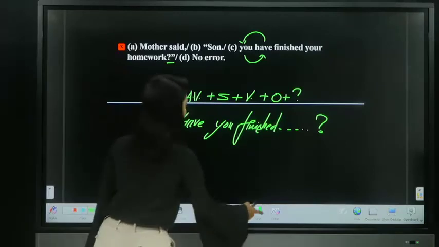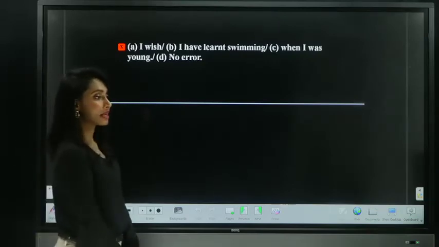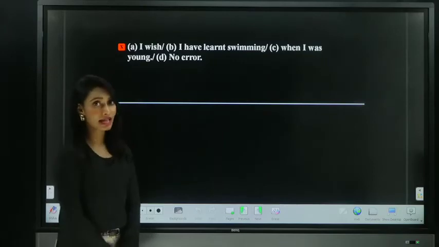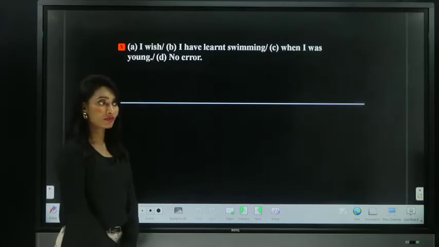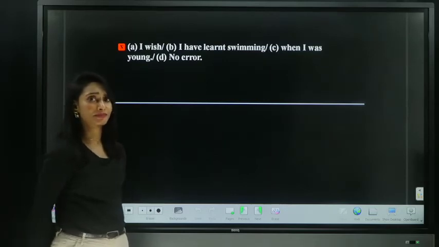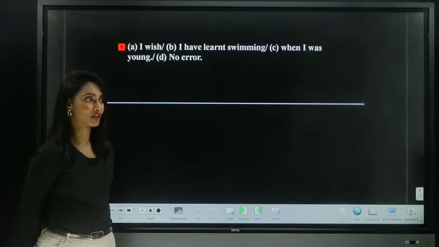Look at the next one. I wish I have learned swimming when I was young. Quick. In verbs we have discussed, and in tenses it plays a vital role. Check out.